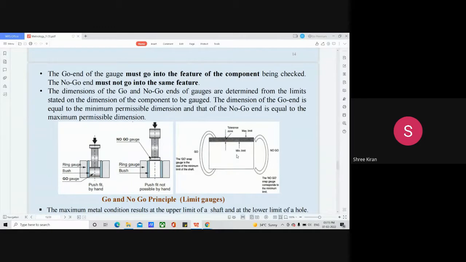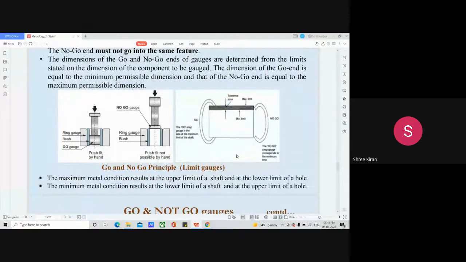So the dimension of the go end is always equal to the minimum permissible dimension, and that of the no go end is equal to the maximum permissible dimension. That's what happens.